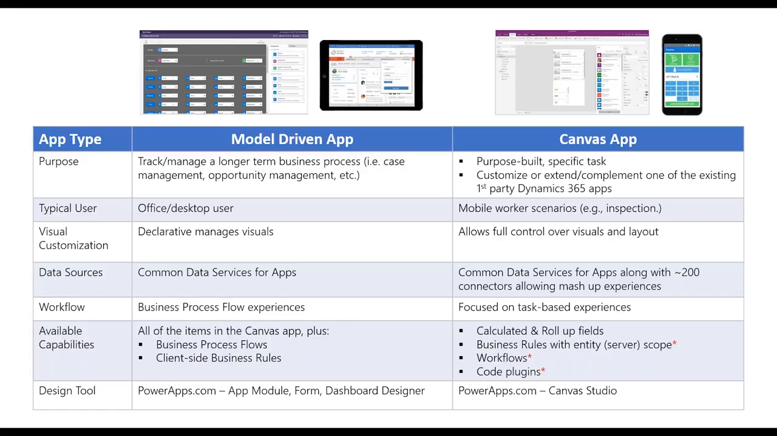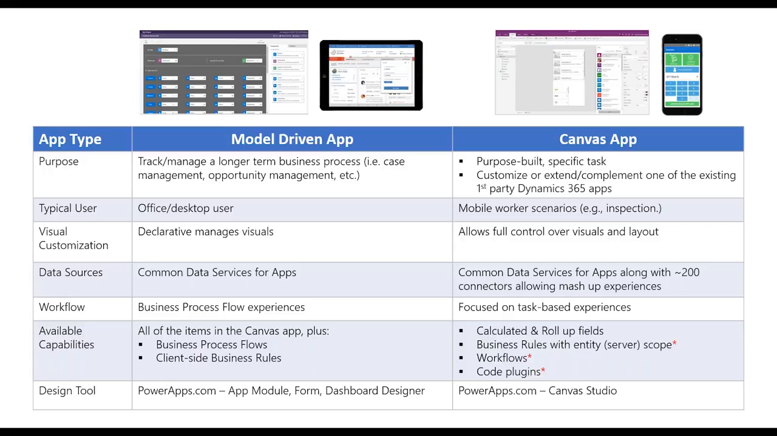And then Canvas apps are really good for the purpose-built specific task, such as the ones that we cited earlier. Canvas apps are typically for mobile worker scenarios like inspection. So we have a lot of examples of where people have created Canvas apps for inspections. It does give you full control over the visuals and the layout, with common data services for apps. Also, it gives you access to 160, I think actually it's around 200 connectors now that allow you to mash up experiences.